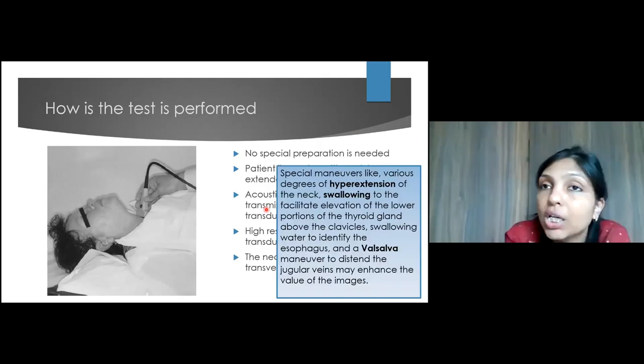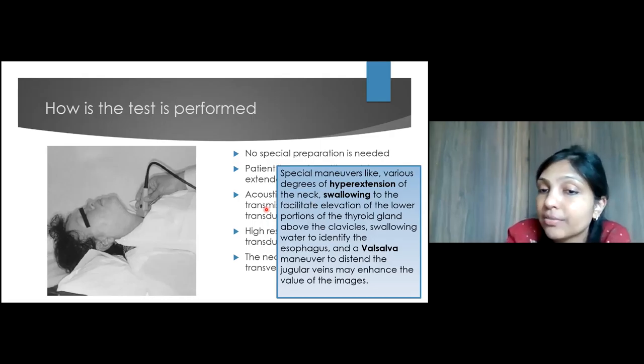For the lower thyroid gland, we can have patients swallow to facilitate the elevation of the lower portions of the thyroid gland, or have them swallow a little bit of water to see the esophagus moving. And then you can also use a Valsalva maneuver to distend the jugular veins.